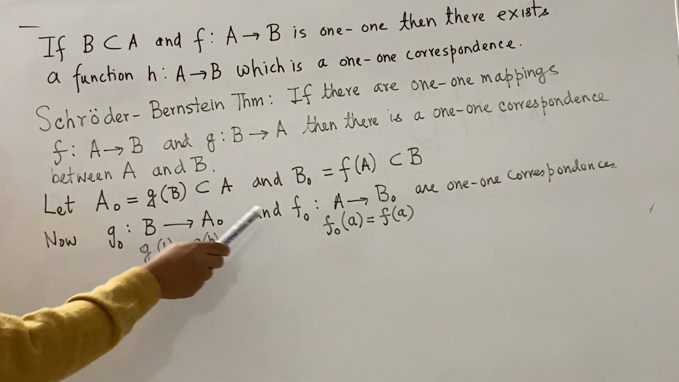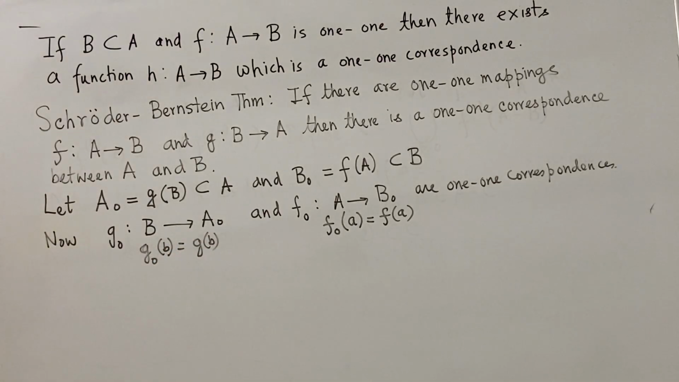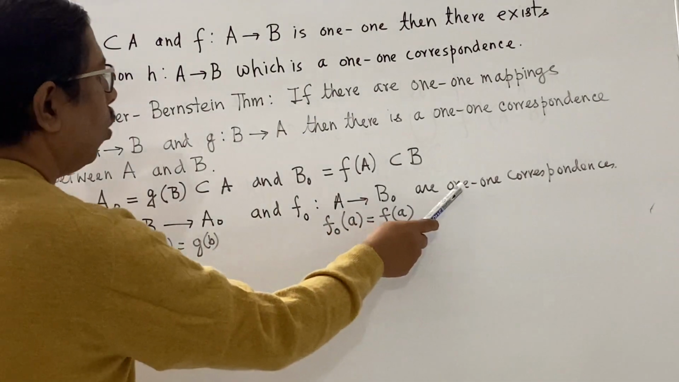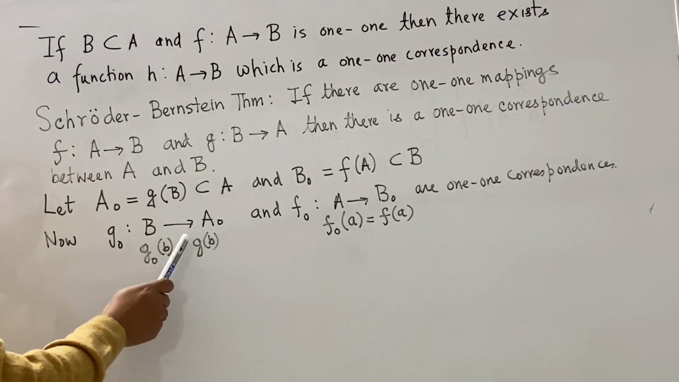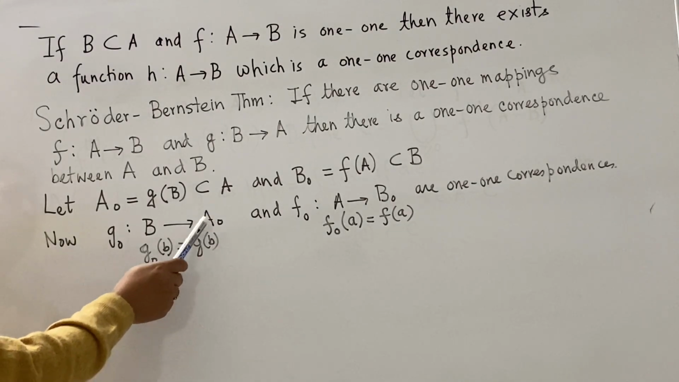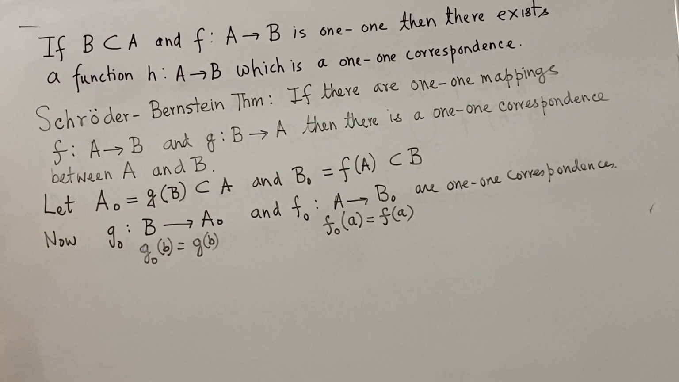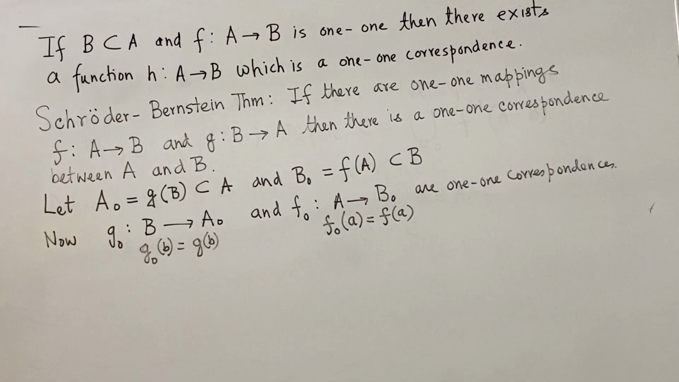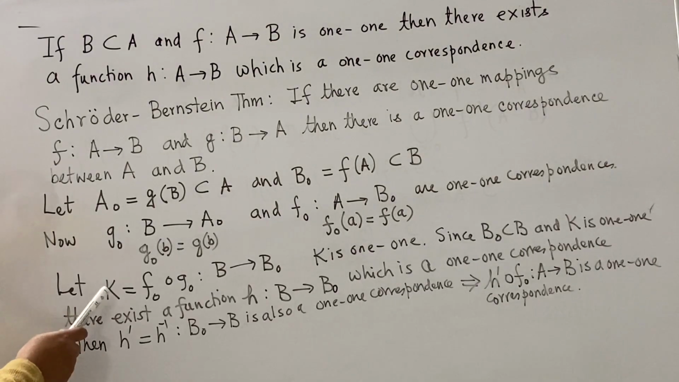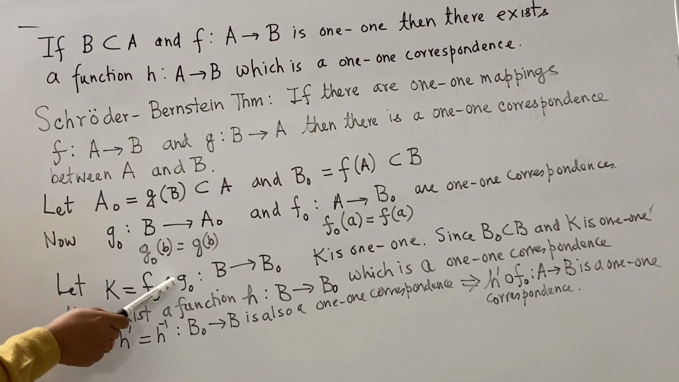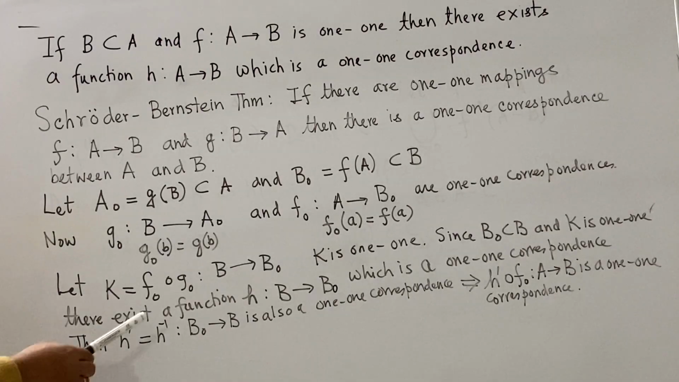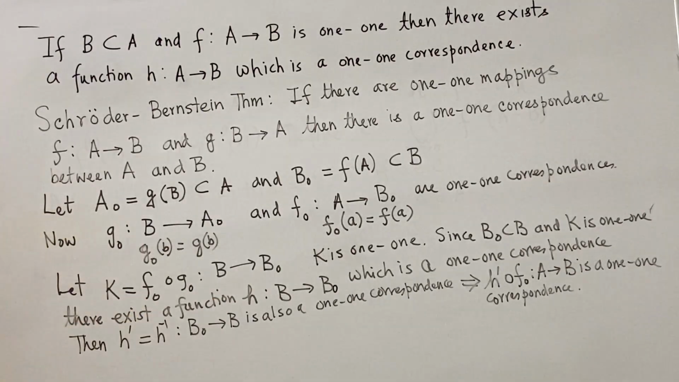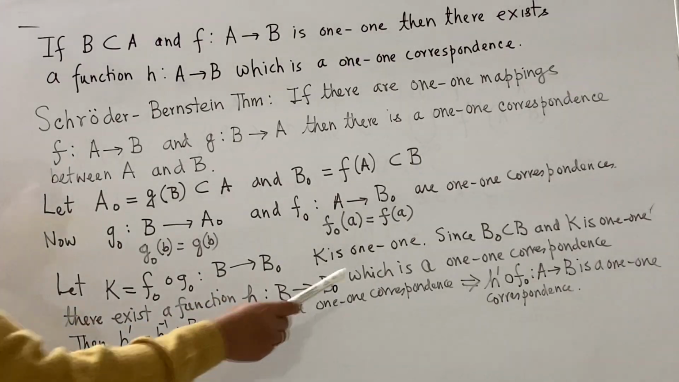And similarly for f naught, the codomain of the function f is restricted to B naught. So these are two functions which are induced by f and g, and we note that these are both 1-1 correspondences. g and f were both 1-1 mappings, and now since we have restricted the codomain to its range, we get that g naught and f naught are both 1-1 correspondences. Now let us consider K, which is f naught composed with g naught, and this is a function whose domain is B and the codomain is B naught.